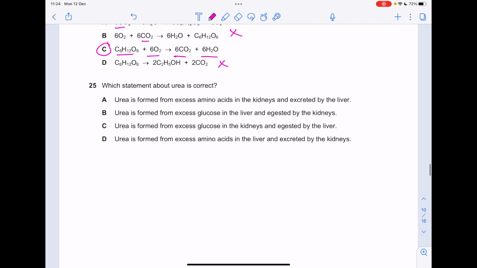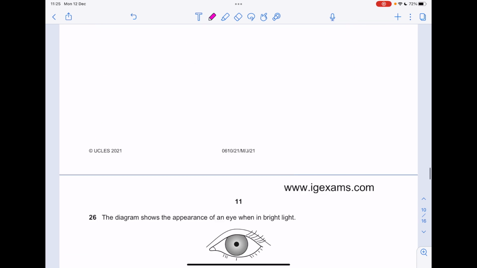25. Which statement about urea is correct? So urea is formed from excess amino acids. Remember, it's all to do with breaking down protein. So we need to discount anything that mentions glucose. So we're now down to A and D. But where does that deamination take place? It actually takes place in the liver. So that is why it's not correct to pick A. And then lastly, we lose that urea in the kidneys in our urine. Urine, urea. It's all related. And that takes place in the kidneys, a main organ of excretion. So 25D is the answer.